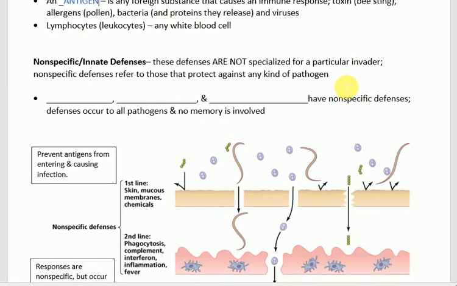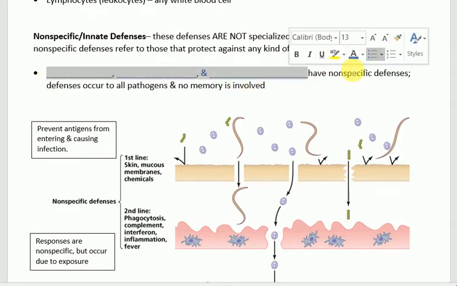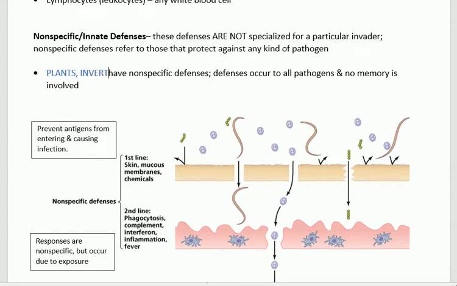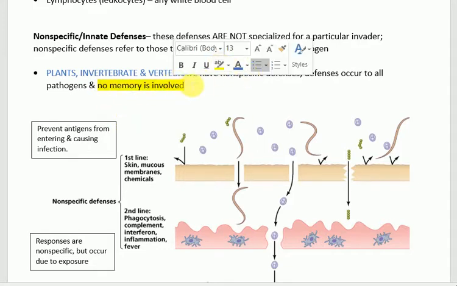So let's talk about the nonspecific innate defense. So these defenses are not specialized for any particular invader. So the nonspecific defense refers to those that protect against any kind of pathogen. So plants, invertebrate, and vertebrate have nonspecific defenses. And these occur to all pathogens, and there is no memory involved. This is important. No memory involved. That's how we know that it is nonspecific.